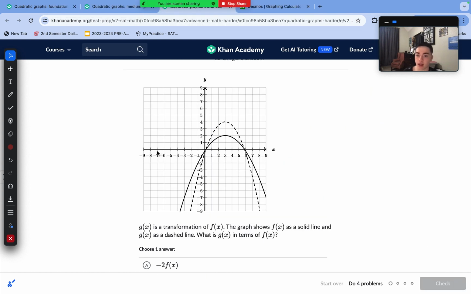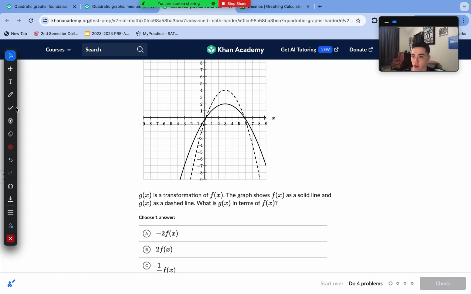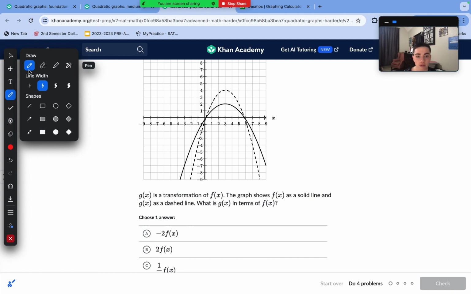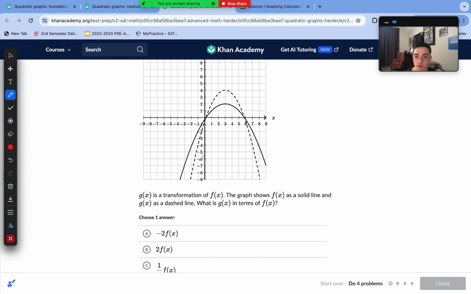Okay, onto this advanced difficulty level. g of x is a transformation of f of x. f of x is that solid line. g of x is this dashed line. As we can see here, we're not flipping, so a negative sign would mean we flip. And we can see that we are getting narrower here. When we are getting narrower, we are having larger values. So we will be multiplying by a number to get larger values.